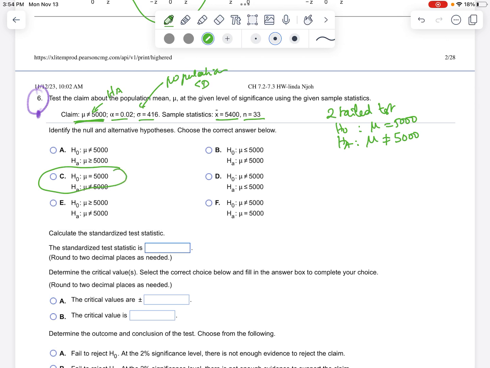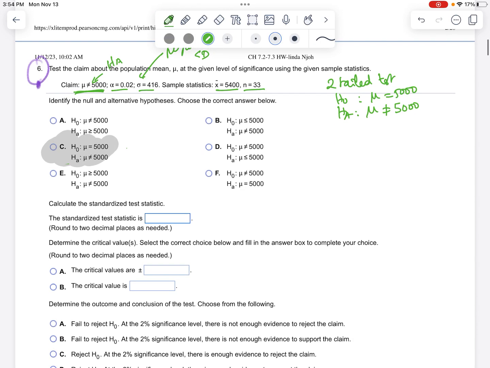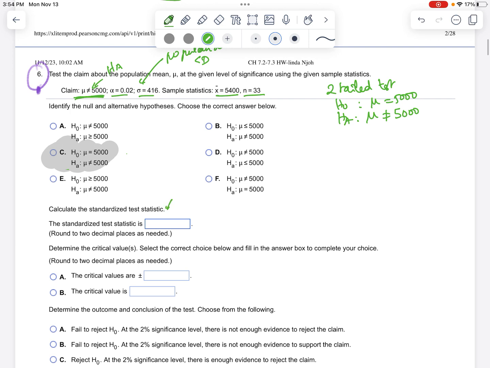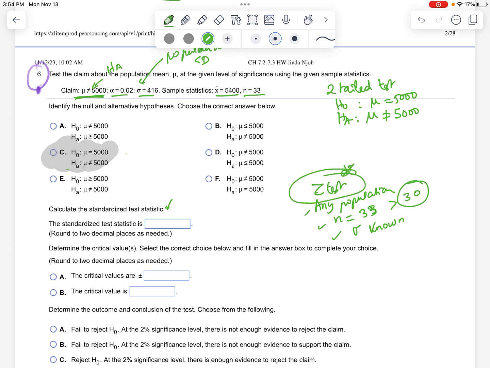This is it. C. Does that make sense? So make sure you have that, right? That's your 6. Okay, and now calculate the standardized test statistic. So this is a z-test. How do I know? I have any population because it didn't tell me whether the population was normal. I have n, which is 33, which is greater than 30. So it's a large sample. And on top of that, I have sigma, which is known. So I know this has to be a z-test.